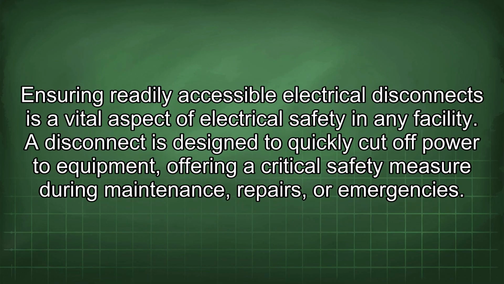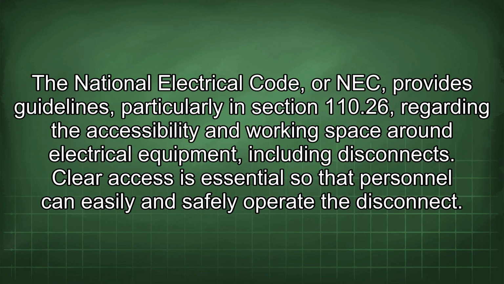Ensuring readily accessible electrical disconnects is a vital aspect of electrical safety in any facility. A disconnect is designed to quickly cut off power to equipment, offering a critical safety measure during maintenance, repairs, or emergencies. The National Electrical Code, or NEC, provides guidelines, particularly in Section 110.26, regarding the accessibility and working space around electrical equipment, including disconnects. Clear access is essential so that personnel can easily and safely operate the disconnect.